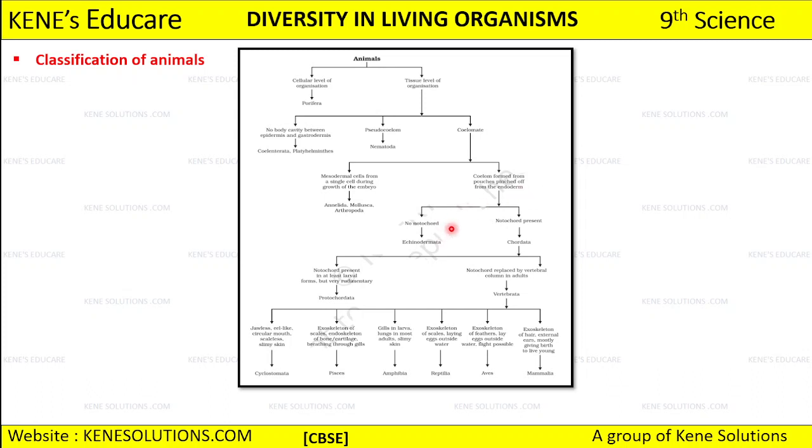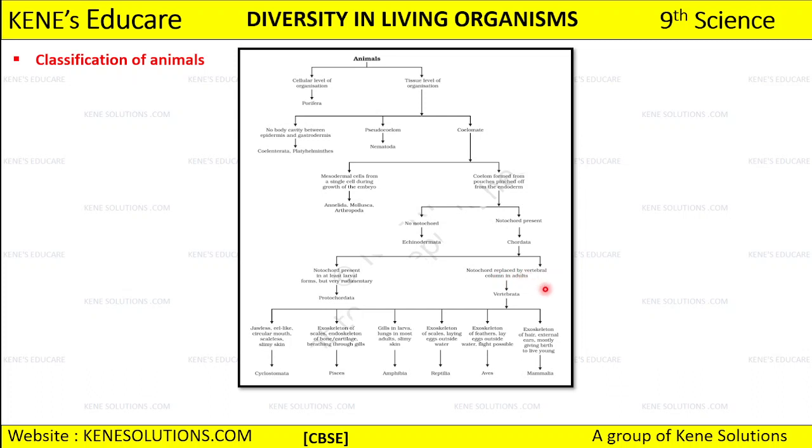So, no notochord and notochord present. If there is no notochord, then we have Echinodermata as a phylum, and if the notochord is present, then we have Chordata as a phylum. Now this Chordata is again divided into two: one where the notochord is present at least in the larval form but is very rudimentary, and second, where the notochord is replaced by the vertebral column in the adult.